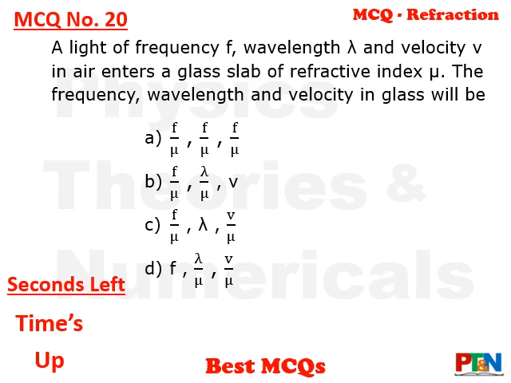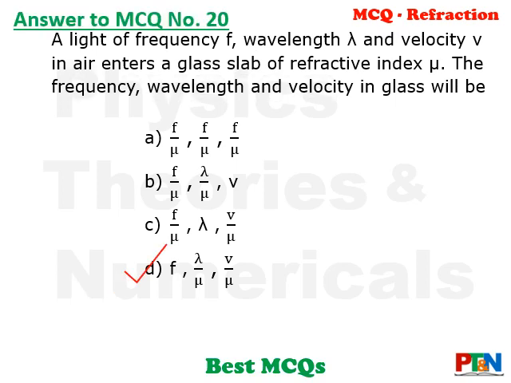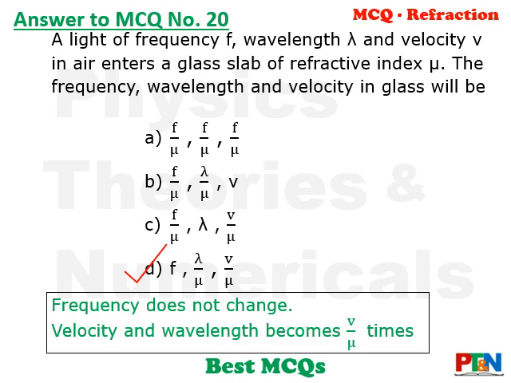Time's up. Let's see the answer. The correct option is option D. Frequency does not change. Both velocity and wavelength get reduced. They get reduced by refractive index times. That means wavelength becomes lambda by mu, velocity becomes v by mu.